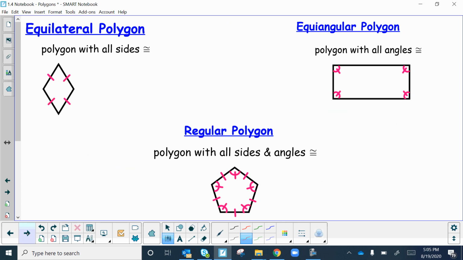Equilateral polygon, okay, what is an equilateral polygon? An equilateral polygon has all sides congruent. That's why you see all those tick marks. An equiangular polygon has all angles congruent. And then if we put those two together, that means they have all sides and angles congruent, and that's referred to as a regular polygon. That's the one a lot of kids tend to forget, so make sure you study that one. Regular polygon.